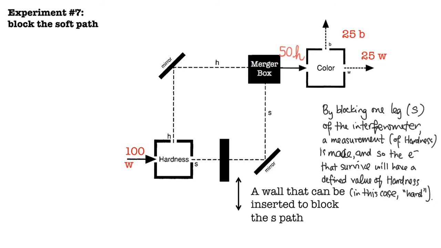And so we see now a distinction between an unblocked and a blocked interferometer. We saw that in an unblocked interferometer, experiment 6 showed us that no measurement of hardness was made. But here we're blocking one leg using this wall, and in doing so, we know which path was taken by the electrons that survived, therefore we have made a measurement of hardness. Okay, in this case, all electrons that exit the interferometer are in the hard state.